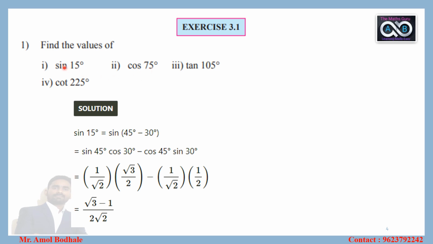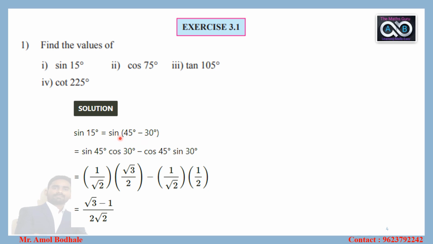Let's see the solution of the first, that is sine of 15 degree. The angle 15, we can write as 45 degree minus 30 degree. Similarly, we have one more option. I can write 15 degree as 60 minus 45 also. So we can write any one.